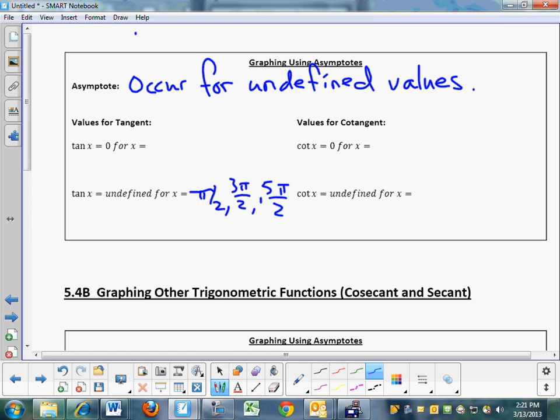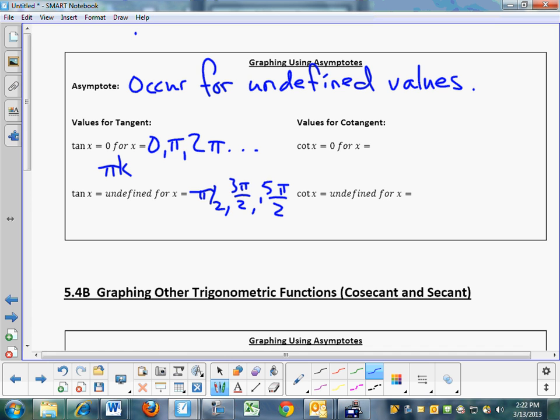Now, tangent is going to be equal to 0 wherever you have a line that has a slope of 0. What angles give you a slope of 0? A flat line right across the x-axis. 0, pi, 2 pi, values like that. And they continue to go on and on. You could actually express it like this: pi times k, where k is any integer, would generate a value of 0. So you could express it like that. That's the way a lot of books do it.